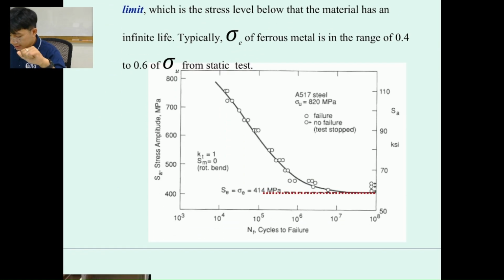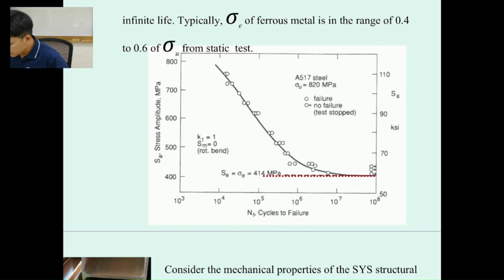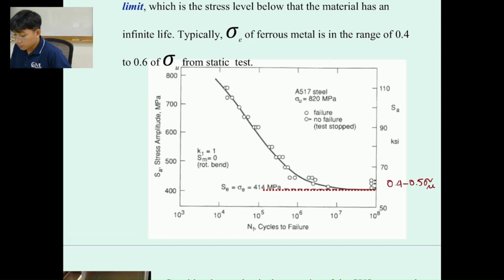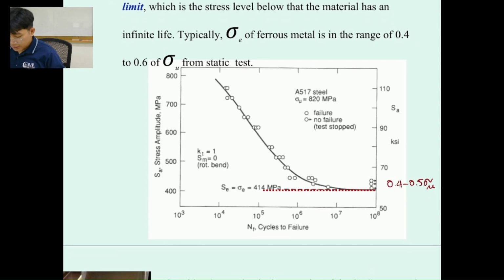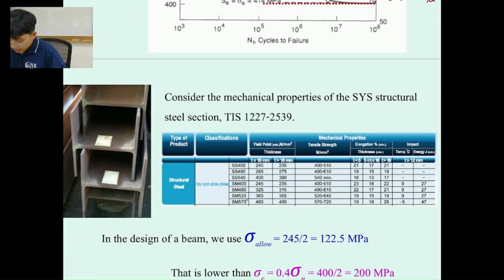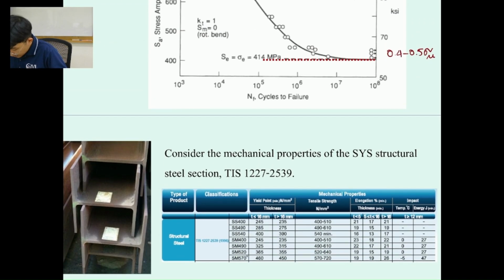The endurance limit is the point where, even though you apply any number of cyclic loads, your sample is not going to fail by fatigue. Okay, most of the time it's between 0.4 to 0.5 sigma ultimate, right? So it's not 0.4 to 0.5 of yielding, it's 0.4 to 0.5 of the ultimate.